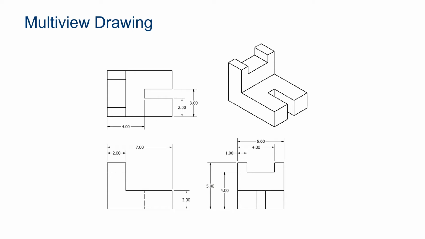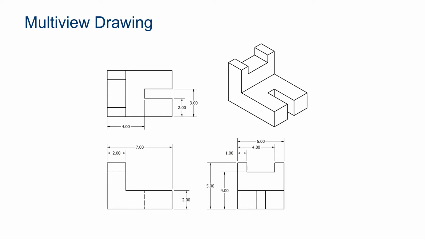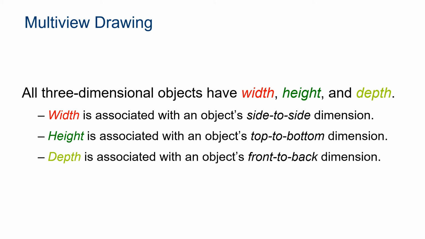Here's an example of when this would be useful: when you have dimensions. So you make your front, top, and right side views, and then you can add dimensions to them. And you put this here for reference, so in case they can't figure out what it's supposed to look like, this is another clue as to what the object actually looks like. All three-dimensional objects have width, height, and depth. Width is associated with an object's side-to-side dimension. Height is the top to bottom dimension, and depth is the front to back dimension.